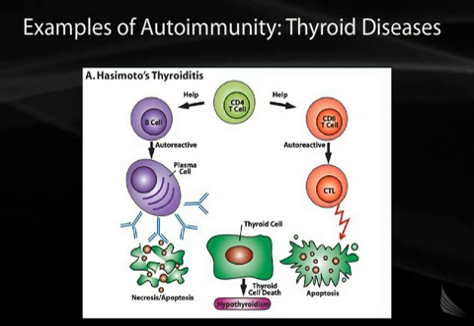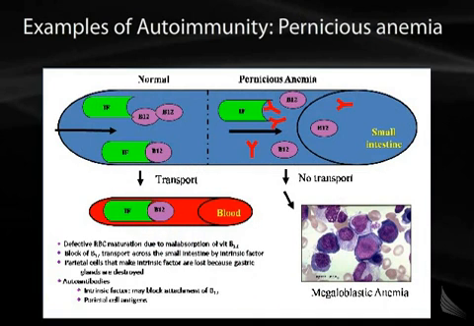Another example of an autoimmune disease is pernicious anemia. Here again, this is antibody mediated with antibodies binding to a specific type of tissue. So this would be a type 2 hypersensitivity, right? Pernicious anemia is characterized by defective red blood cell maturation due to a malabsorption of vitamin B12 that results in this megaloblastic anemia that you see.